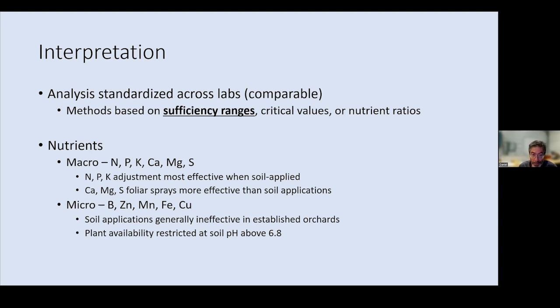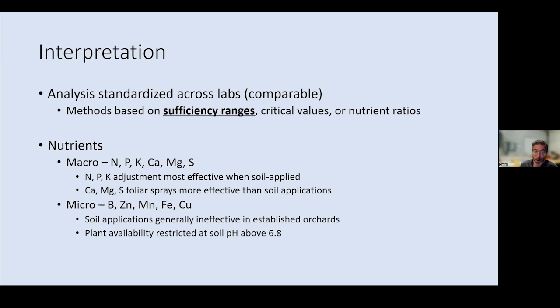The nutrients will be macronutrients, N, P and K, the adjustment is most effective when soil applied, not foliar. Plants don't take these nutrients in large enough amounts to make a difference. The mesonutrients, those ones are used in smaller amounts, calcium, magnesium, sulfur. The foliar sprays are more effective than soil applications based on previous research and trials. The micronutrients, soil applications are generally ineffective in established orchards, so they will be foliar applied.